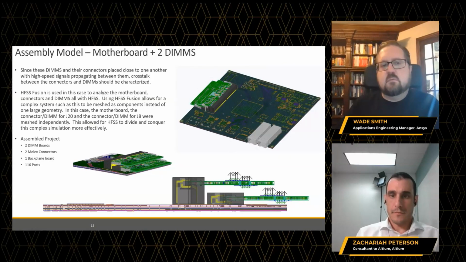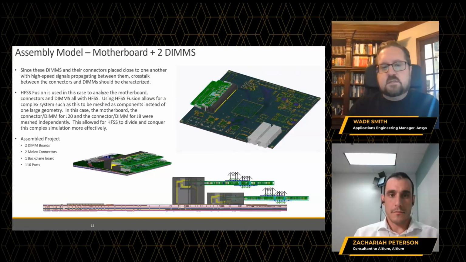So in this case, what we're looking at is two DDR DIMMs that are stacked pretty close to each other with their connectors. And what we want to look at is, as the signals flow through these, what type of crosstalk do we see between the DIMMs, or how much effect do the connectors and going up through the DIMMs have on our signals going through this system.